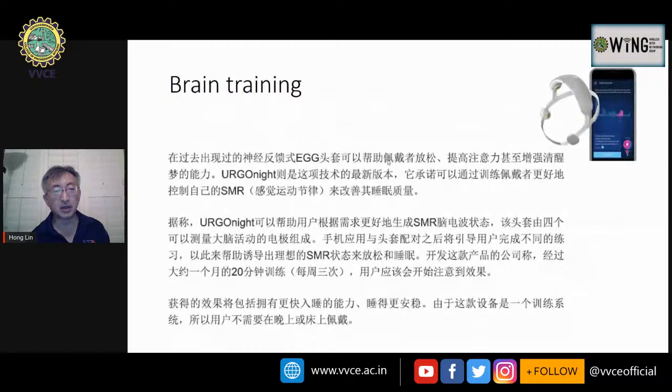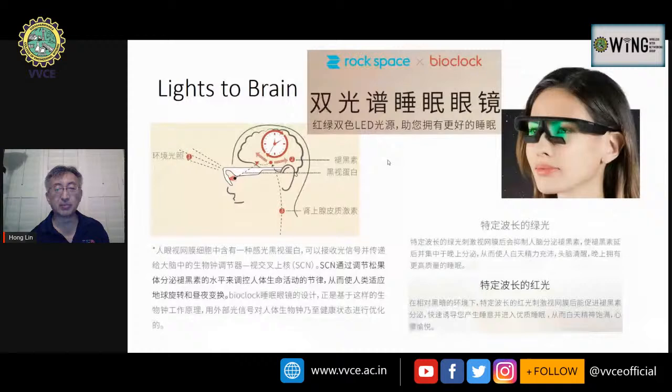And actually there are also some other technologies that try to stimulate the brain cells using lights through the ear. I saw this product sometime, but it's not shown on the slides.